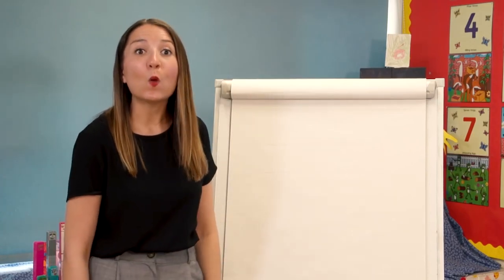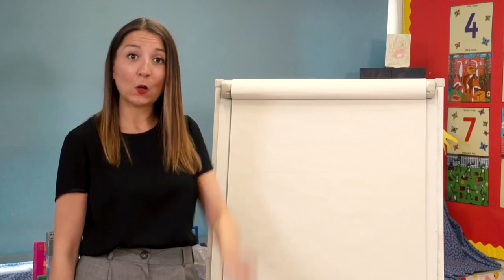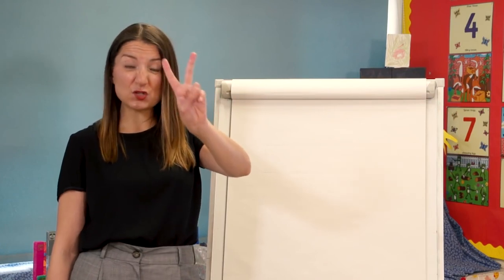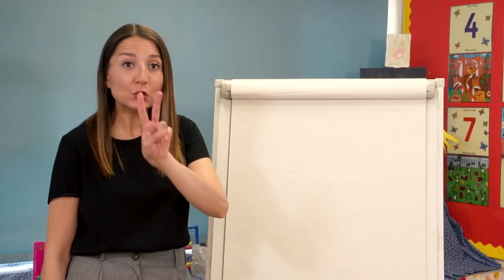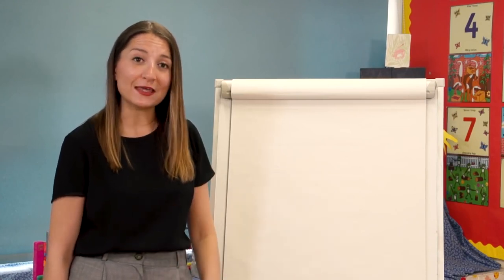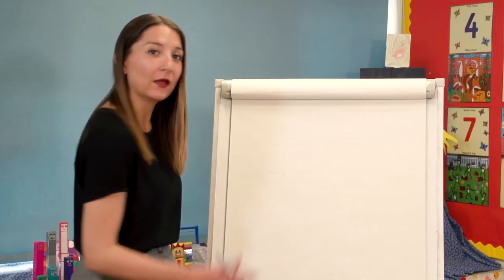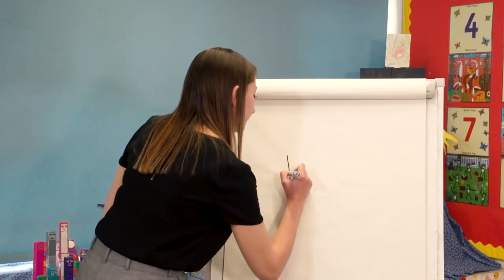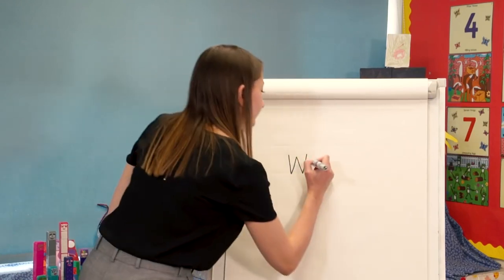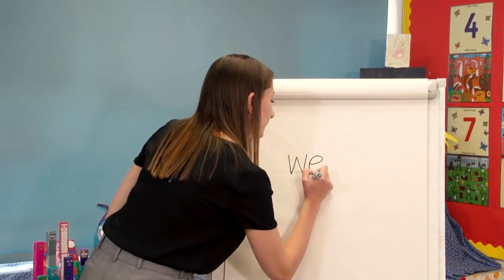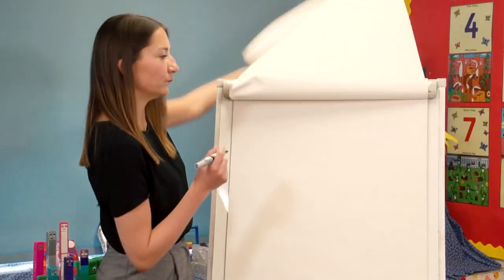Segment the sounds with me. We. W, E. Let's count how many sounds there are. W, E. That's two sounds. Watch me write we. Remember, I need two sounds. It's tricky because the E says E. Watch me write it. My first sound is W. E.